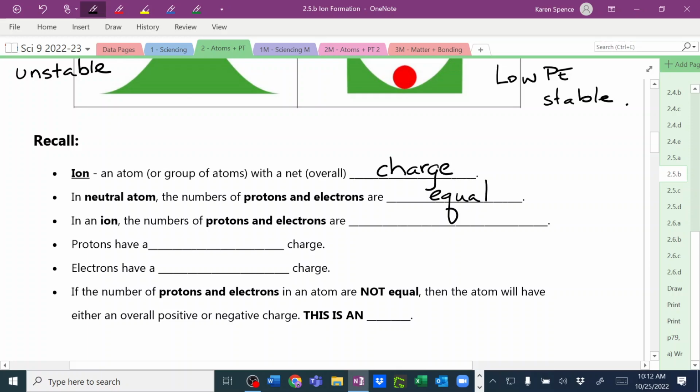So if you don't have a pencil in your hand, or if you see your neighbor doesn't have a pencil in their hand, give them a nudge. Make sure you're writing this down. Okay?